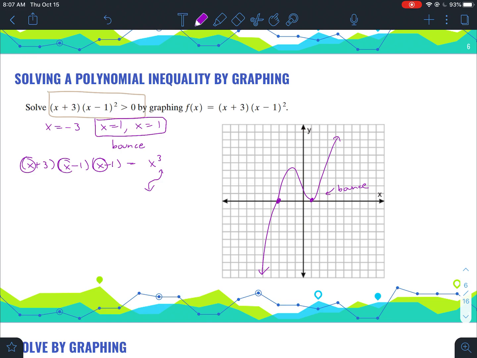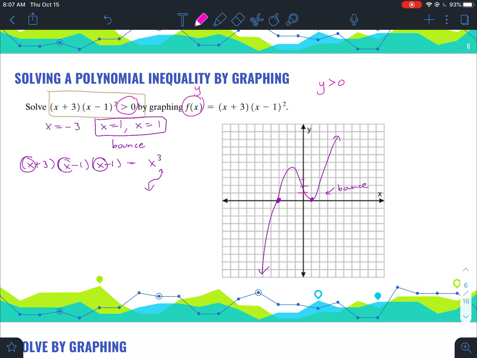So now I'm going to look at what the problem was asking me to do. It wanted me to figure out when that graph is greater than 0. So remember, that graph is like y. So basically it's asking, when are the y values greater than 0? Well, y values are greater than 0 as long as I'm above the x-axis. So it wants to know, where is the graph above the x-axis?